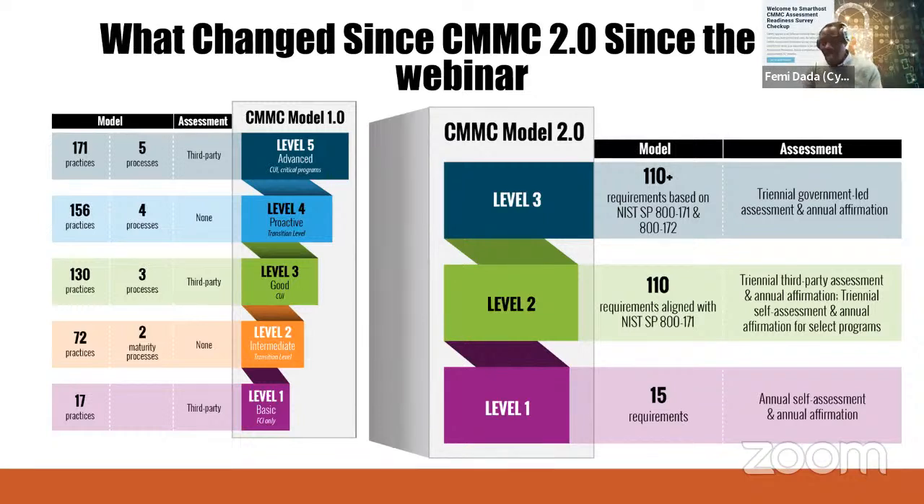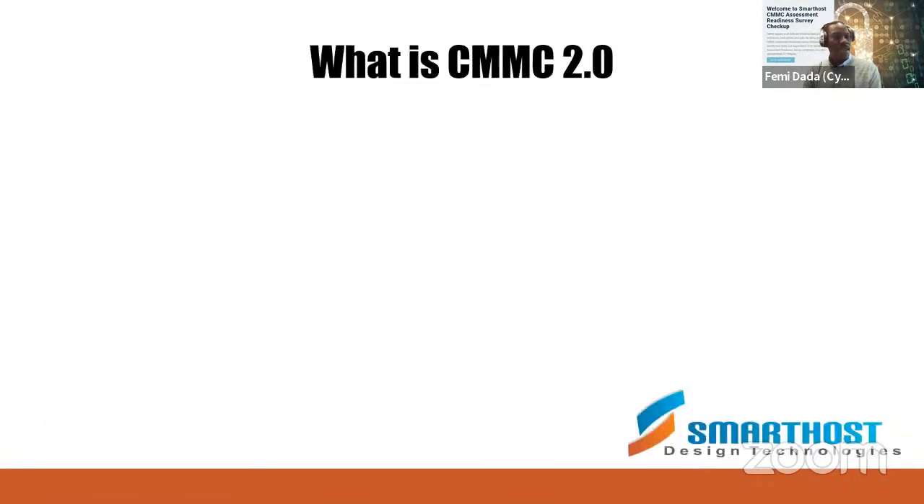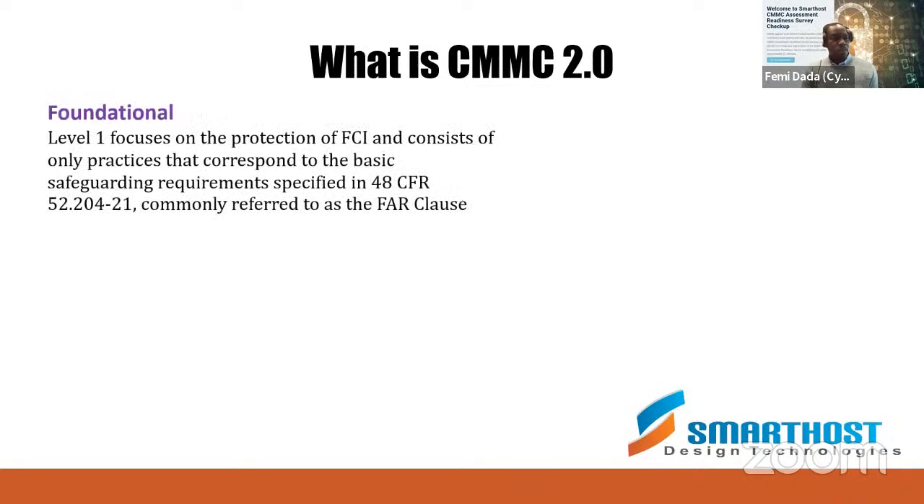So that is what has changed since the initial webinar. So now, what exactly is CMMC 2.0? And again, 2.0 is divided into 3 levels. Level 1 focuses on protecting FCI, which is Federal Contract Information. And that consists of only practices that correspond with basic safeguarding requirements that are in the 48 CFR 52.204-21, which is commonly referred to as the FAR clause.